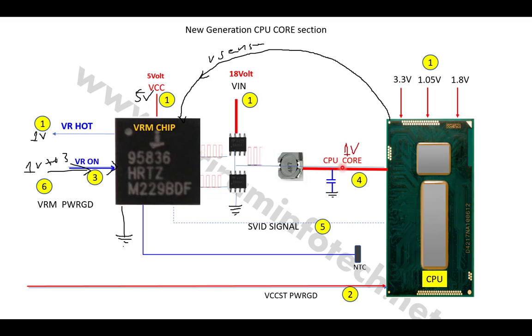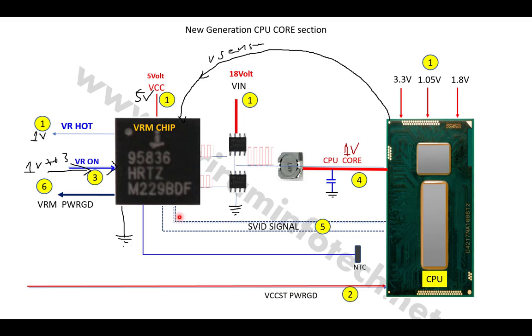So once this VRM generates the CPU core voltage, and this voltage is going to the CPU, after that the CPU starts communicating with the VRM chip via this SVID signal and informs how much current is required. Whatever the requirement is, the CPU informs the VRM chip, and we can check this signal by using an oscilloscope. We can't check this signal on the multimeter. Okay, so this is called the VID signal.